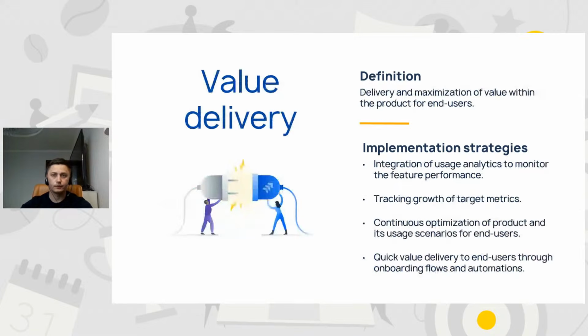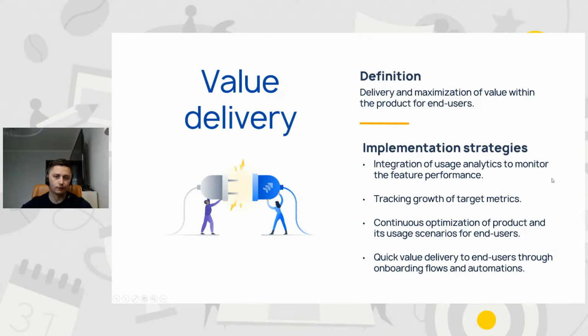And of course, it's value delivery. So what does it mean? That you need to maximize the value while minimizing the delivery of new features. So you need to find the things which your customers really need. And you need to track growth of target metrics, because if you do not deliver value with the new product, your target metrics will not be growing.